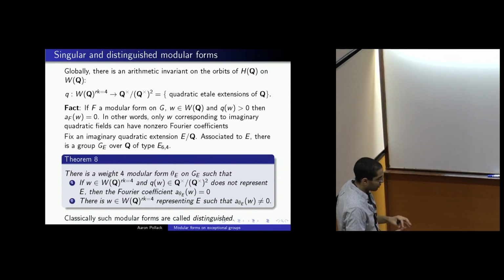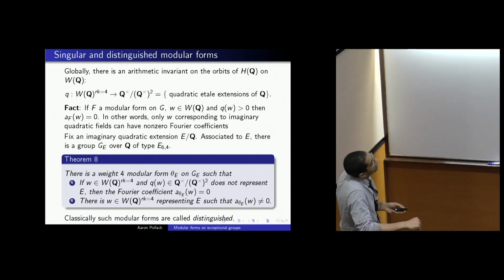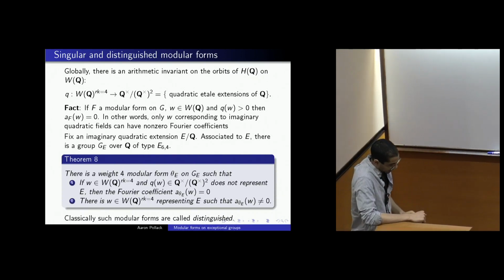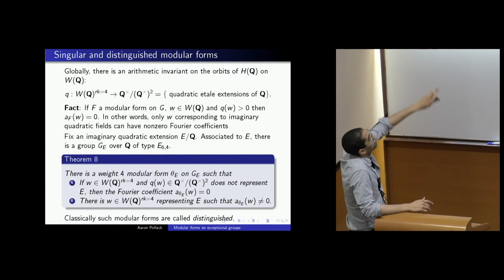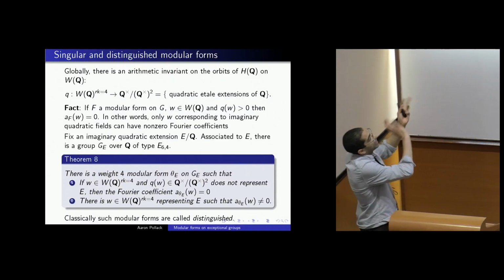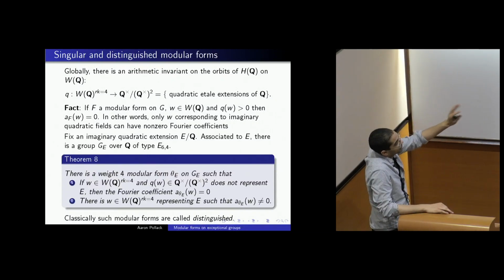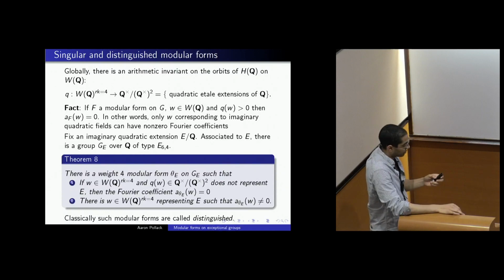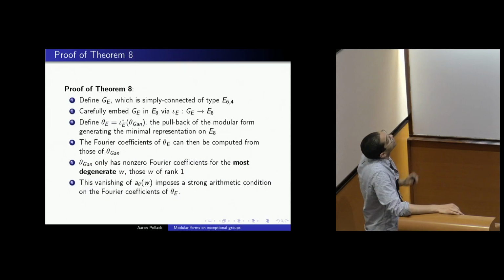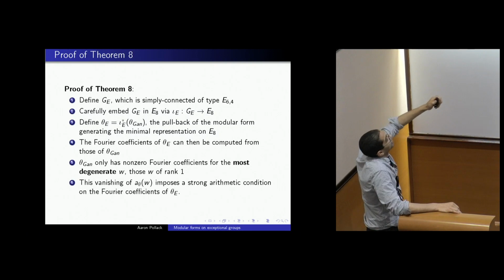Okay, so classically, in the case of holomorphic modular forms, these sorts of things are called distinguished, which means that you have sort of one orbit of non-zero, non-degenerate Fourier coefficients, and all these other non-degenerate Fourier coefficients are 0. So this modular form sort of sees the arithmetic of the orbits of H on W in that there's one sort of distinguished orbit where you have non-zero Fourier coefficients and the rest are all 0. Okay. So how do you prove this theorem?